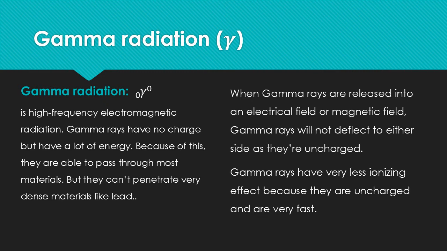Because of this, they are able to pass through most materials, but they can't penetrate very dense materials like lead. When gamma rays are released into an electrical field or magnetic field, gamma rays will not deflect because gamma rays have no charge. Gamma rays have very little ionizing effect because they are uncharged and are very fast.